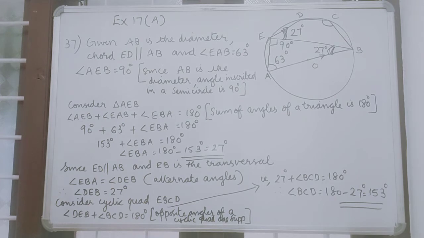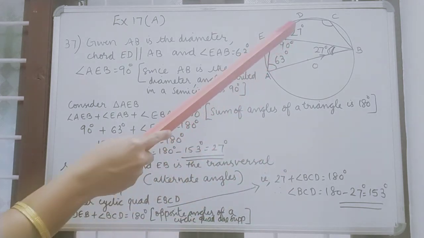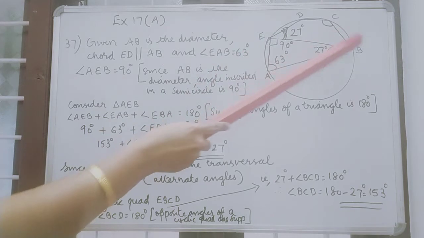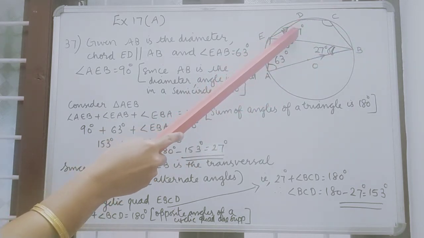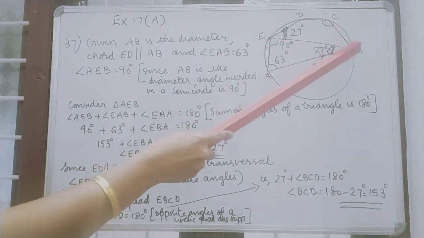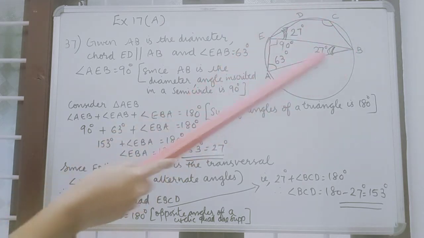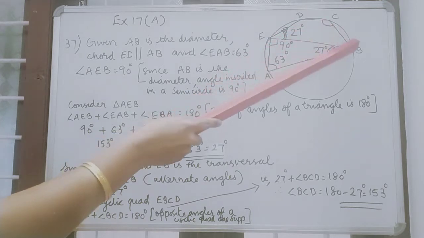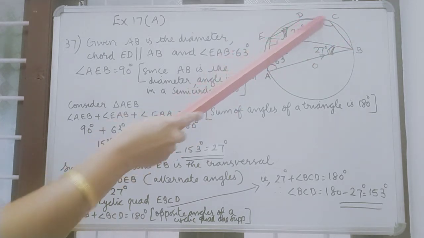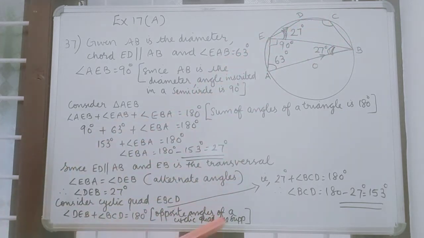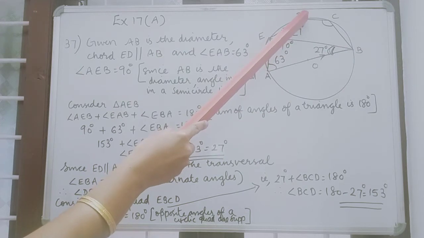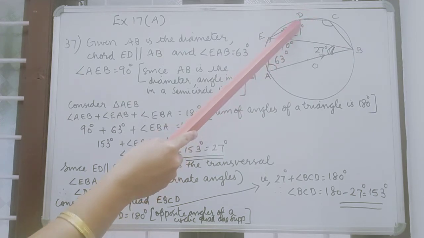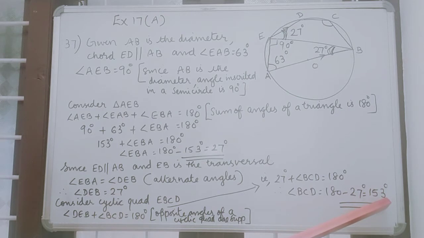Opposite angles of a cyclic quadrilateral are supplementary. So we got here DEB as 27 degree. So angle opposite to this 27 degree is which angle? BCD. That only we want to prove. So what about angle BCD? The sum of these two will be 180 degree, that is, opposite angles of a cyclic quadrilateral are supplementary. So we can write angle BCD is equal to 180 minus 27, which is equal to 153 degree.